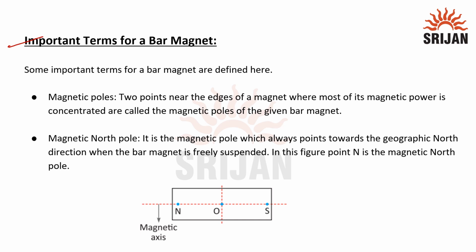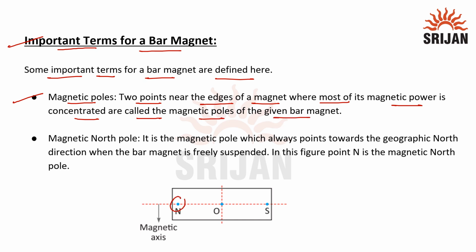Moving ahead, here we have important terms for a bar magnet. Some important terms for a bar magnet are defined here. First is magnetic poles. The two points near the edges of a magnet where most of its magnetic power is concentrated are called the magnetic poles of a given bar magnet. Here we can observe these are the two points, that is, North Pole and South Pole. These are called the magnetic poles.